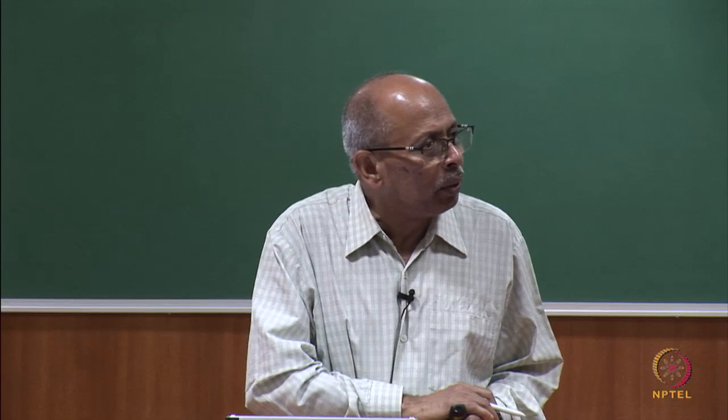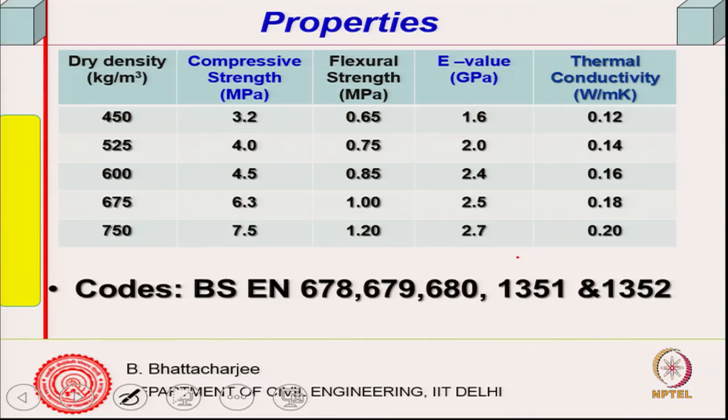Now, properties, if you look at it, density as I said varies from 450 to even 1600, but let us see 450 to 750.